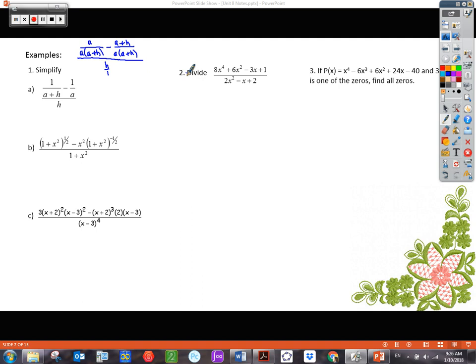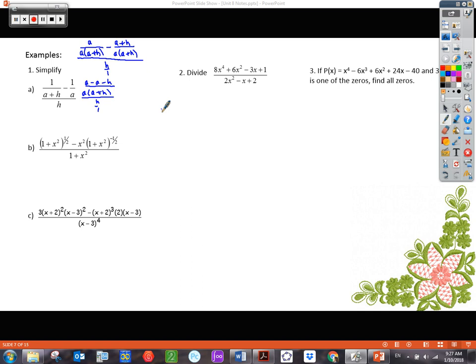One of the most common mistakes that I see is when we're subtracting here, students may forget to distribute the negative to both the a and the h. So I want you to be cautious. I don't want that to happen to you. So this subtraction sign would go to both of those a and h. So let's do that. So a minus h over a times a plus h, and that's over h over 1.